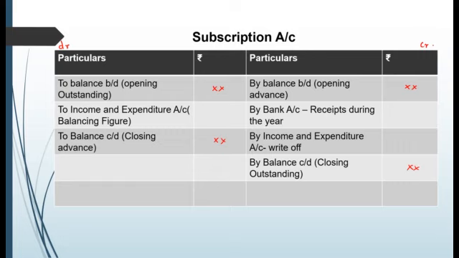Now, from the receipt and payment account, you would get the total amount received from the members during the year. So that amount we would be putting on the credit side. If you look at the journal entry, bank account debit to subscription account, this would be appearing in the receipt and payment account. So that amount comes here.